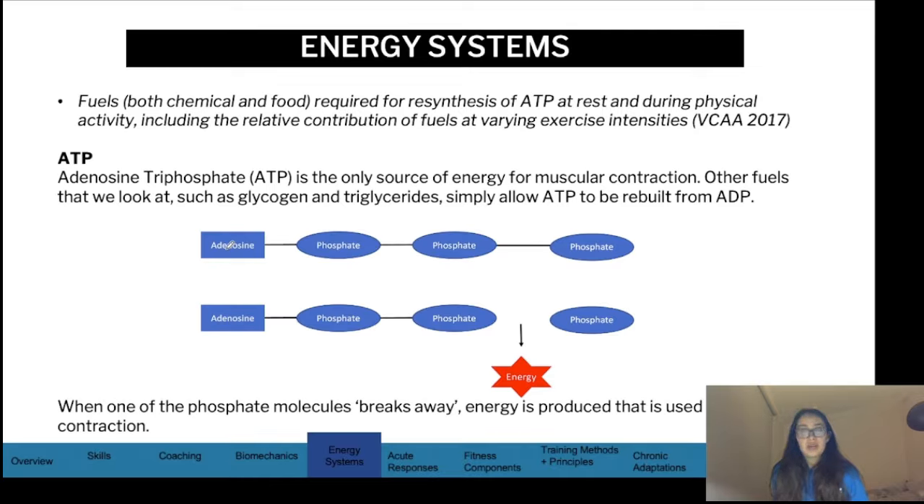Like your nerves use ATP, neurotransmitters require ATP, protein channels require ATP. Moving things from one part of the cell to another can require ATP. Moving things throughout the body can require ATP. ATP is just completely essential, and it's really important that we do have tons of it in store. So it's the only source of energy for muscular contraction, and other fuels that we look at, such as glycogen and triglycerides, allow ATP to be built up from ADP.